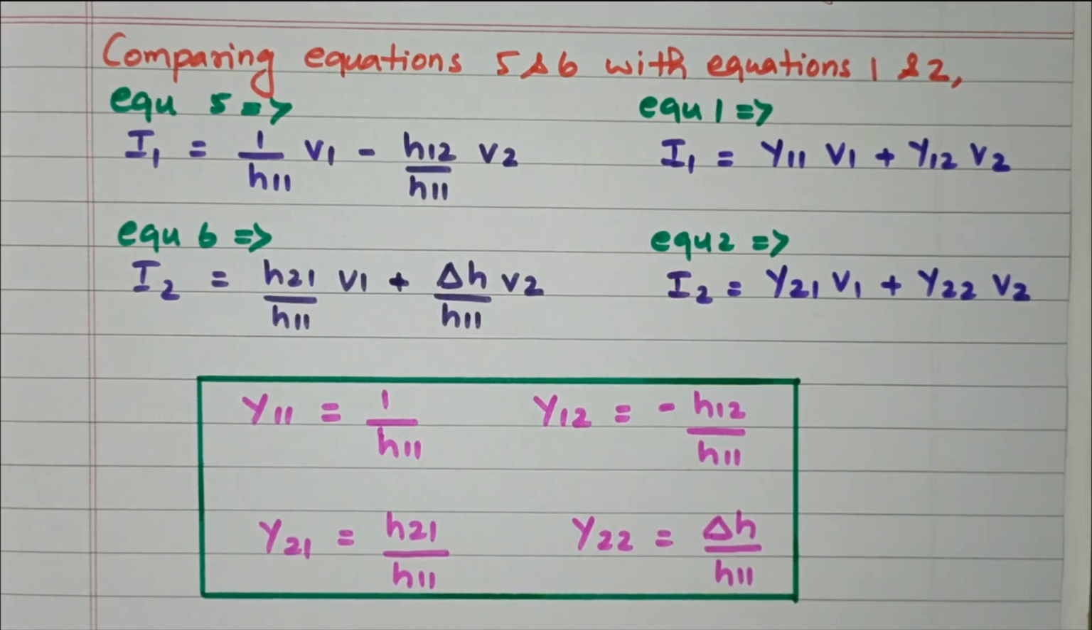Right? So in this video, we discussed the expression of the relationship between Y parameters in terms of H parameters. First, we discussed what parameters are available in a two-port network and what the general equations are. Then we simplified the equations so that we got equations 5 and 6, which were compared with equations 1 and 2. Then we got the relation between Y parameters in terms of H parameters.